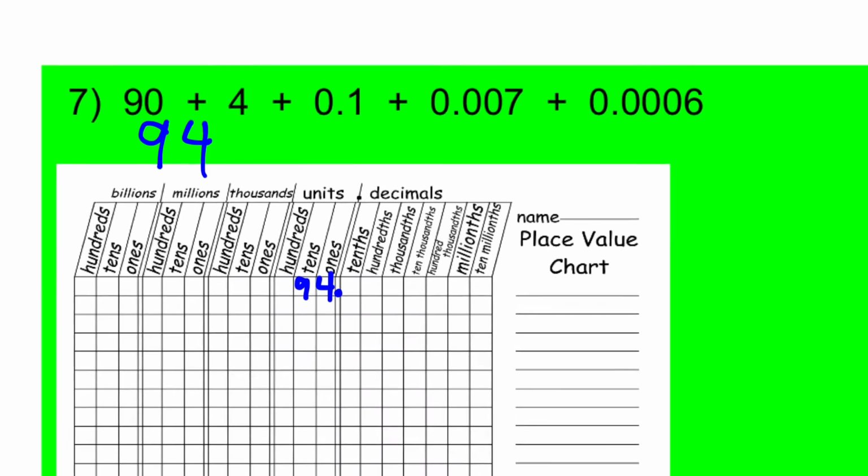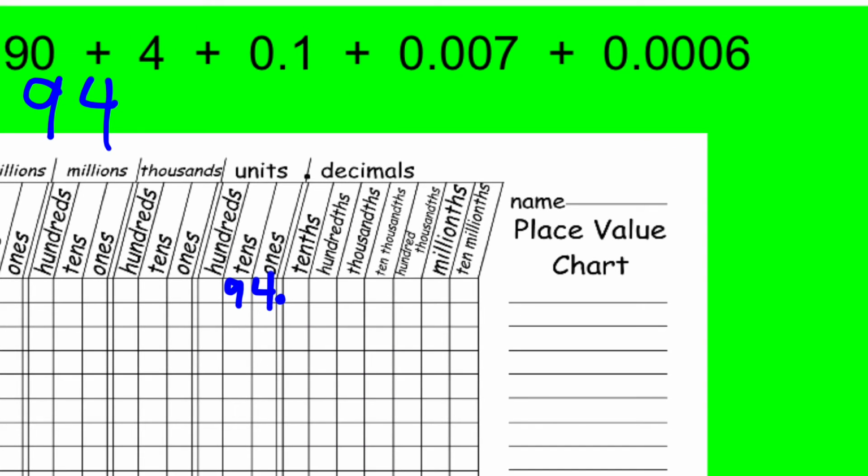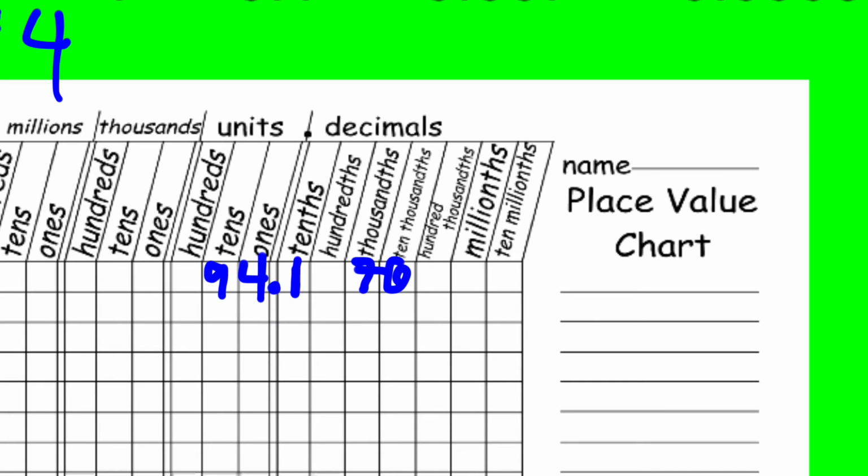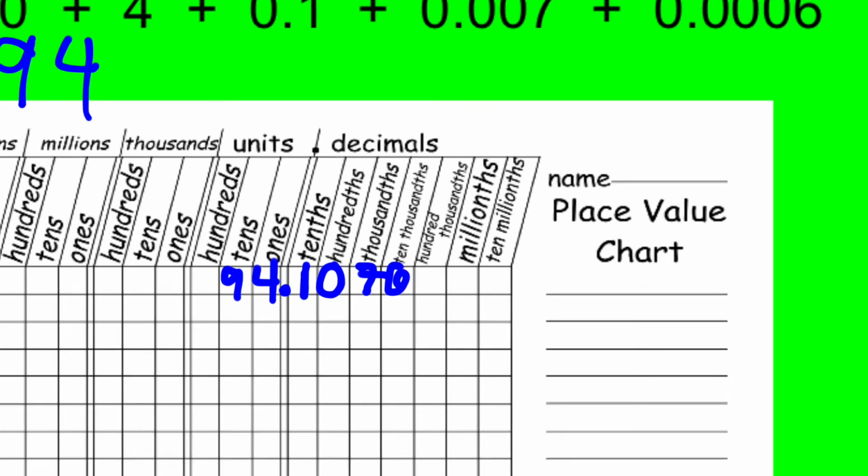Decimal. Now in my first place value spot, the first decimal spot, I have a 1. Be careful here. In the third decimal spot, I have a 7, so a 7 in the thousandths. In the fourth decimal spot, I have a 6. I'm missing the hundredths, so I have to put a 0 placeholder there.